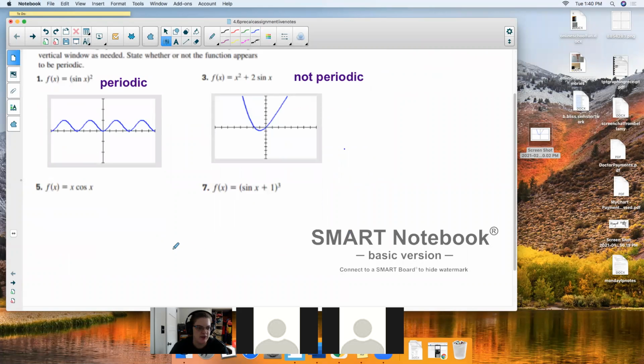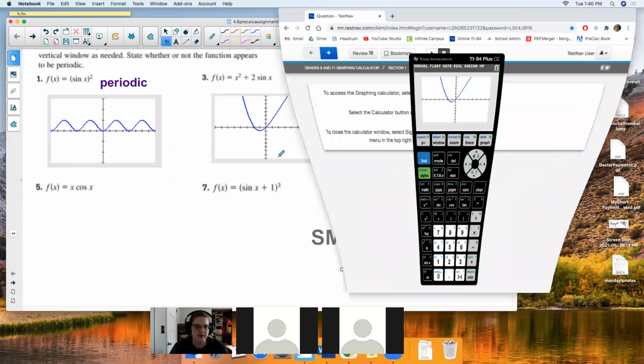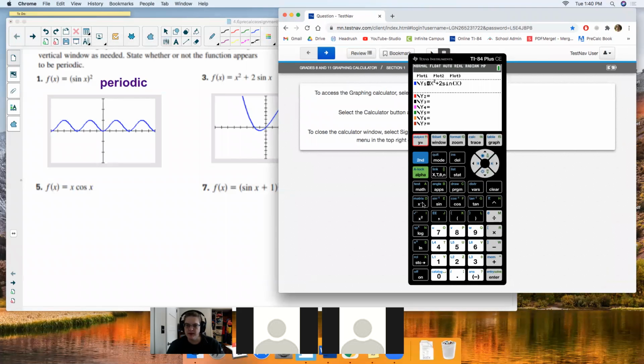Now we're going to do the next one, x cosine x. So we go to y equals and do x cosine x being multiplied by each other. Let's just do it all over again. X cosine x, and yeah, they're being multiplied. I'm going to change my window back to -3 to 3 because that's a little bit too tall to see nice patterns.